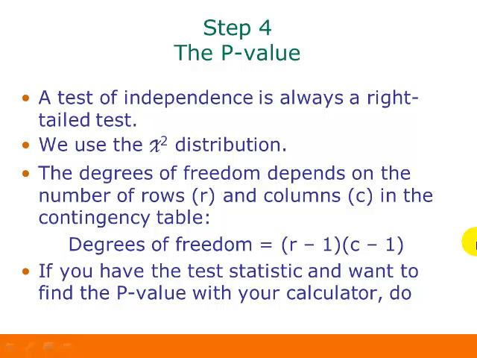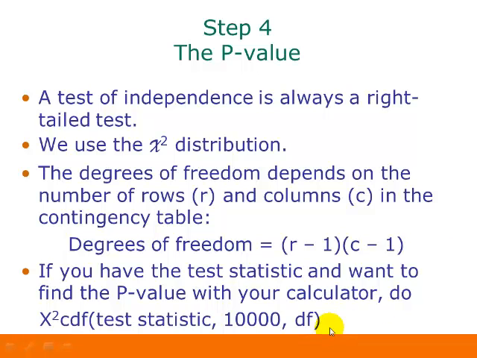If you have the test statistic and you want to find the p-value with your calculator, you would use the chi-squared CDF function. Since this is going to be a right-tailed test, you would put in the test statistic and then a big number like 10,000 and then your degrees of freedom that you found from this formula up here.